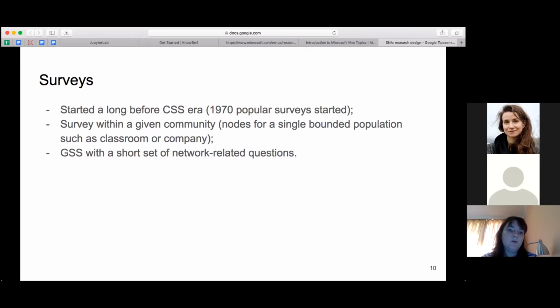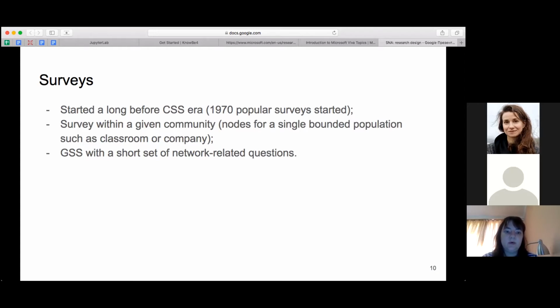And over here, of course, I should say that survey network studies based on surveys started long before the computational social science era, and many popular surveys which even now we can use for different purposes were collected almost half of a century ago. And these surveys usually are completed on 2 levels.